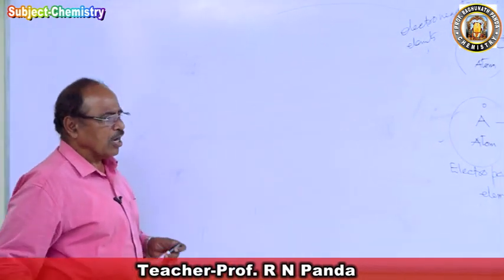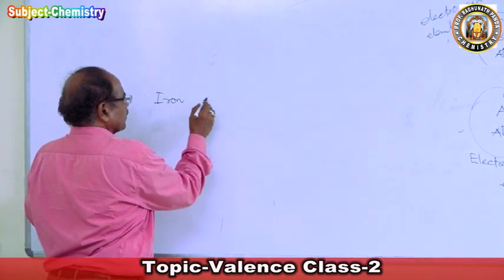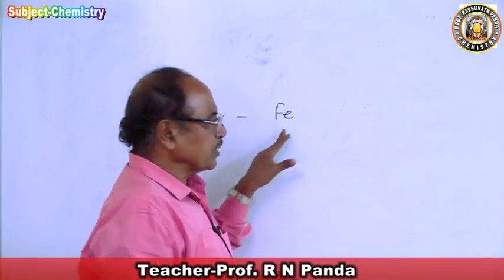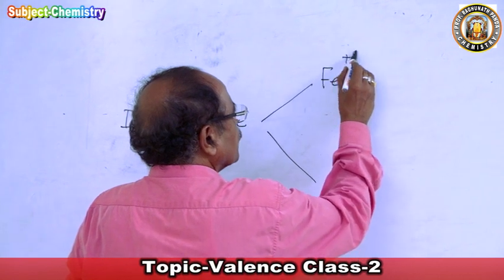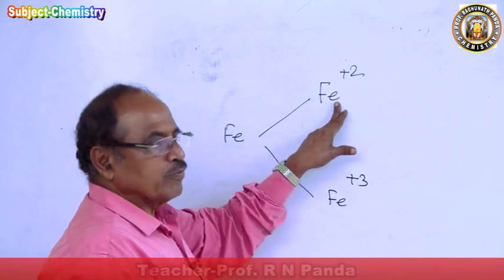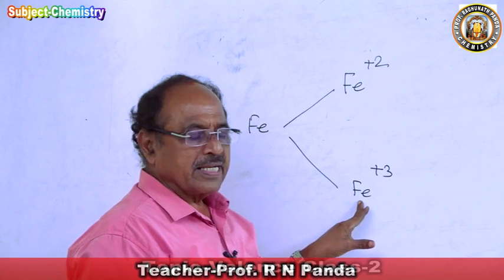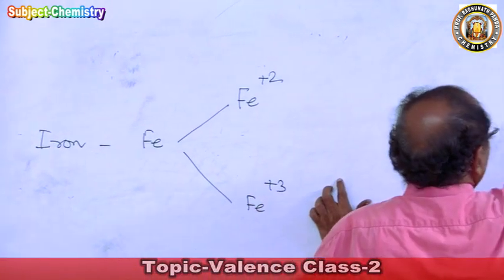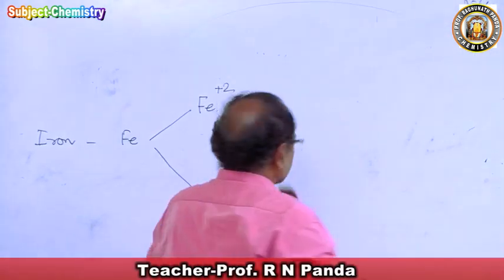So I am coming to a very common element, iron. The iron symbol is Fe. So this iron exists in 2 states, Fe plus 2 and Fe plus 3. It can form plus 2 valency state and take part in chemical combination, and plus 3 valency state and take part in chemical combination. Which one is the higher state? 3 is the higher state, 2 is the lower state.